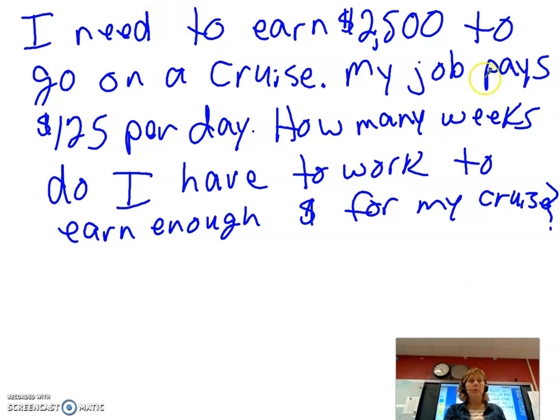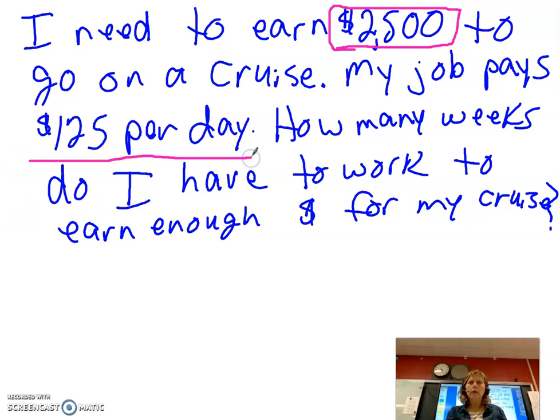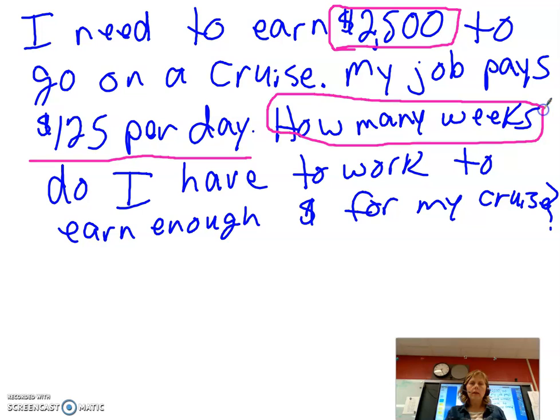Okay, so I need to analyze this really quickly. What do I need to know and what's important, right? I need $2,500. Okay, so I need to earn $2,500. That's important. I'm just underlining important things. To go on a cruise, my job pays $125 per day. I want to know how many weeks I have to work to earn enough money for my cruise.